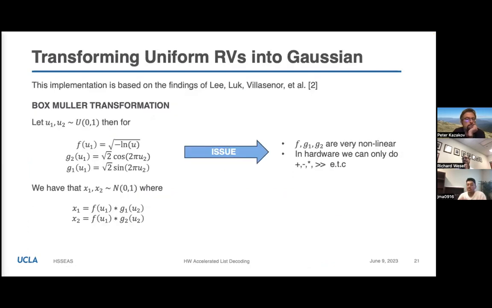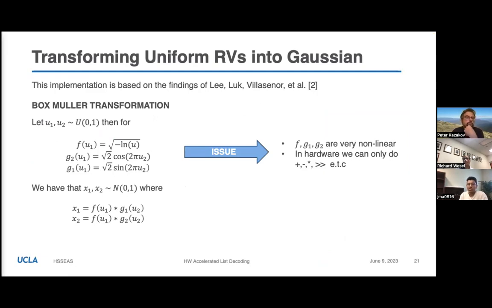So this implementation is basically entirely based on this paper that's referenced. The overall thing is a uniform random variable is very easy to implement in hardware. There's something called a Tausworthe generator that's been researched a lot, and that's a very simple thing to do in hardware. But to make a Gaussian distribution is a little more complicated.